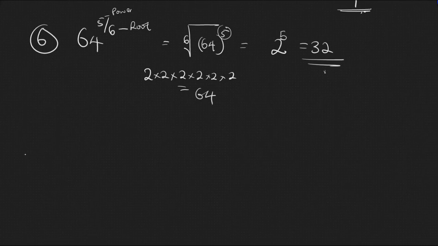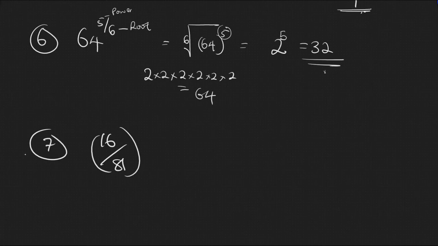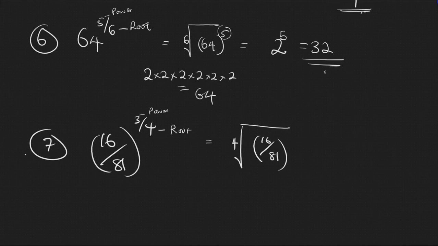The next question is number 7, which is 16 over 81 to the power of 3 over 4. So I'm going to pause the video here, give it a try, then we'll solve it and see. Alright, let's give it a try. As we know, this one here becomes the root and this becomes the power, right? So in this case, we're going to have the fourth root of 16 over 81 to the power of 3.